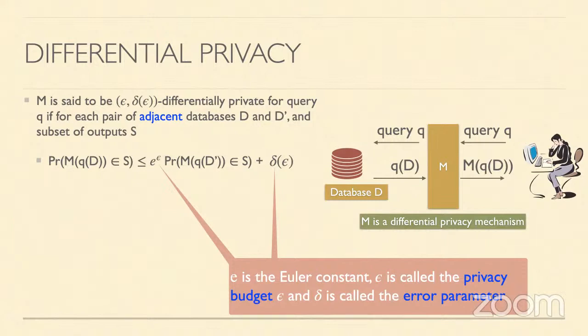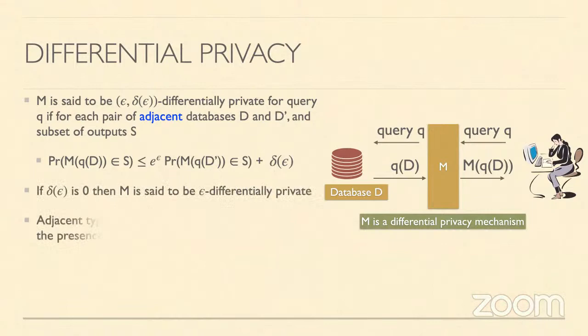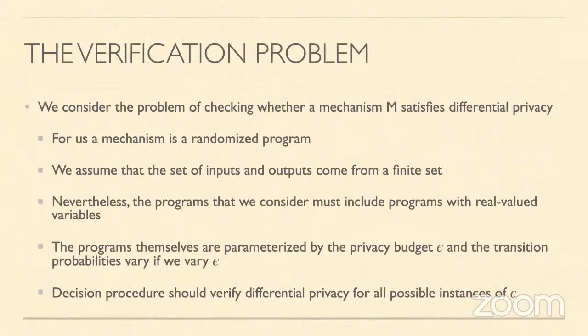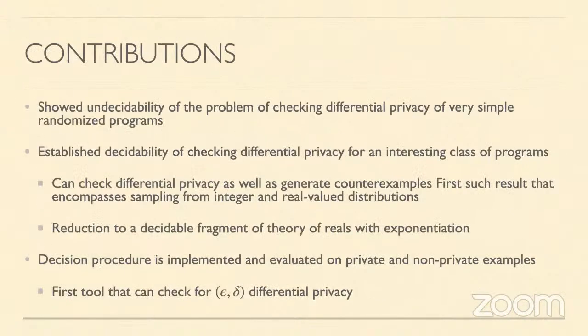You can see here already that you have an exponentiation function, e to the epsilon, and there is more complication in the verification, in the sense that this mechanism itself changes with epsilon. So the probability of obtaining an output can vary with epsilon. What we have done in this paper is basically to show that if you want to check differential privacy of very simple randomized programs, then the problem easily turns out to be undecidable.